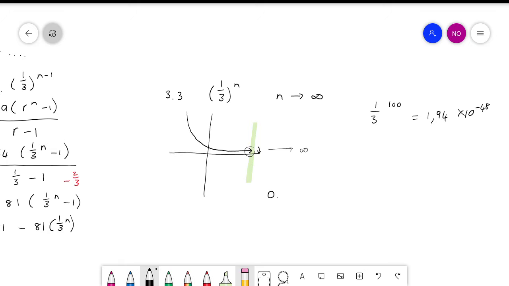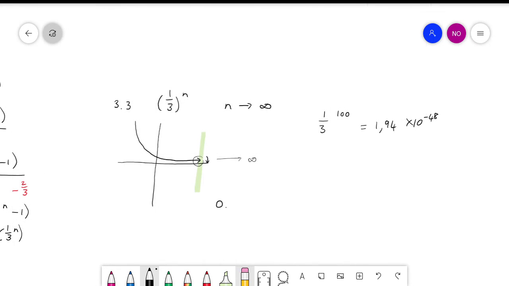Okay. So this is 0,0000000. I'm not going to write all of them. 194 with a lot of zeros there in the middle. So that's basically 0. The bigger the number becomes, it's going to become even smaller. So as it is tending towards infinity, your answer is tending towards 0.